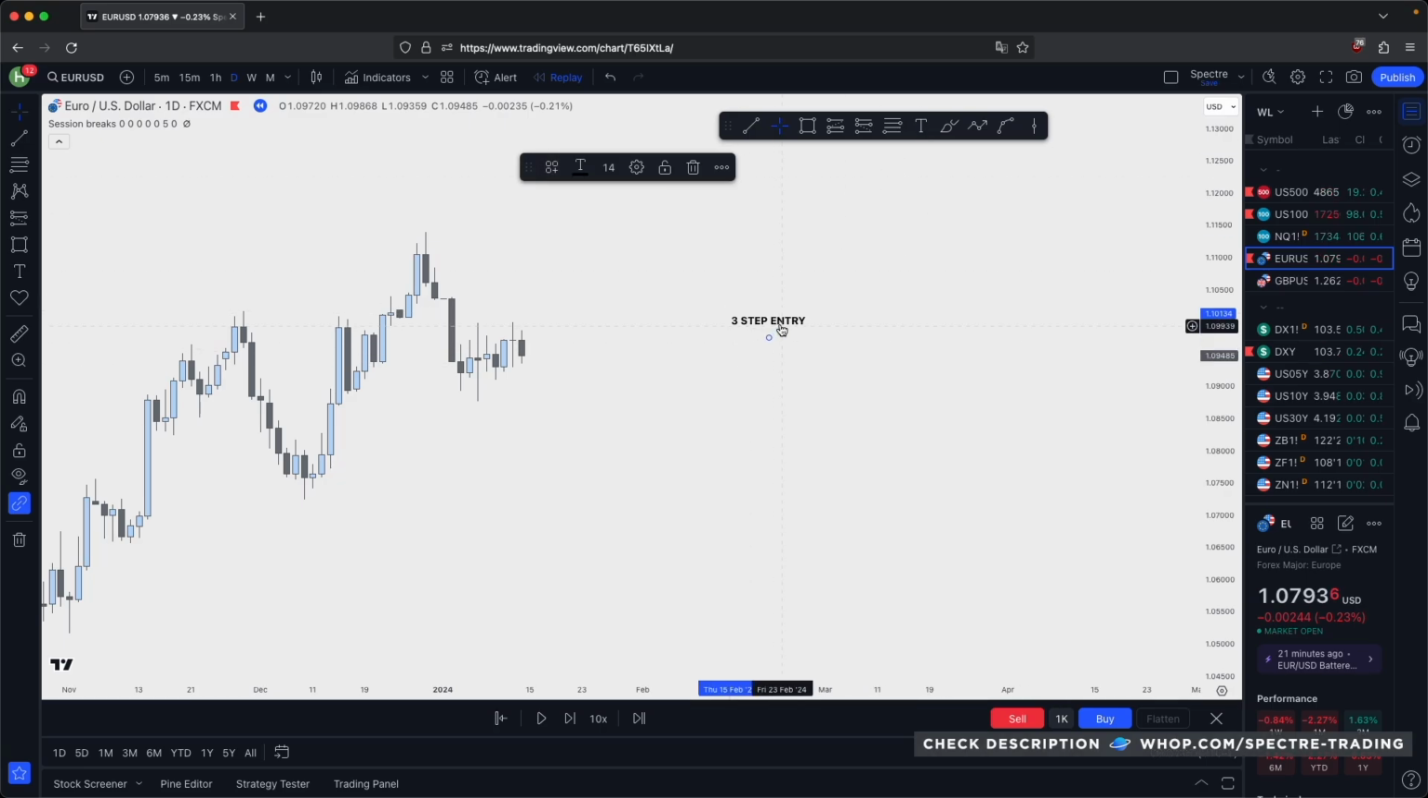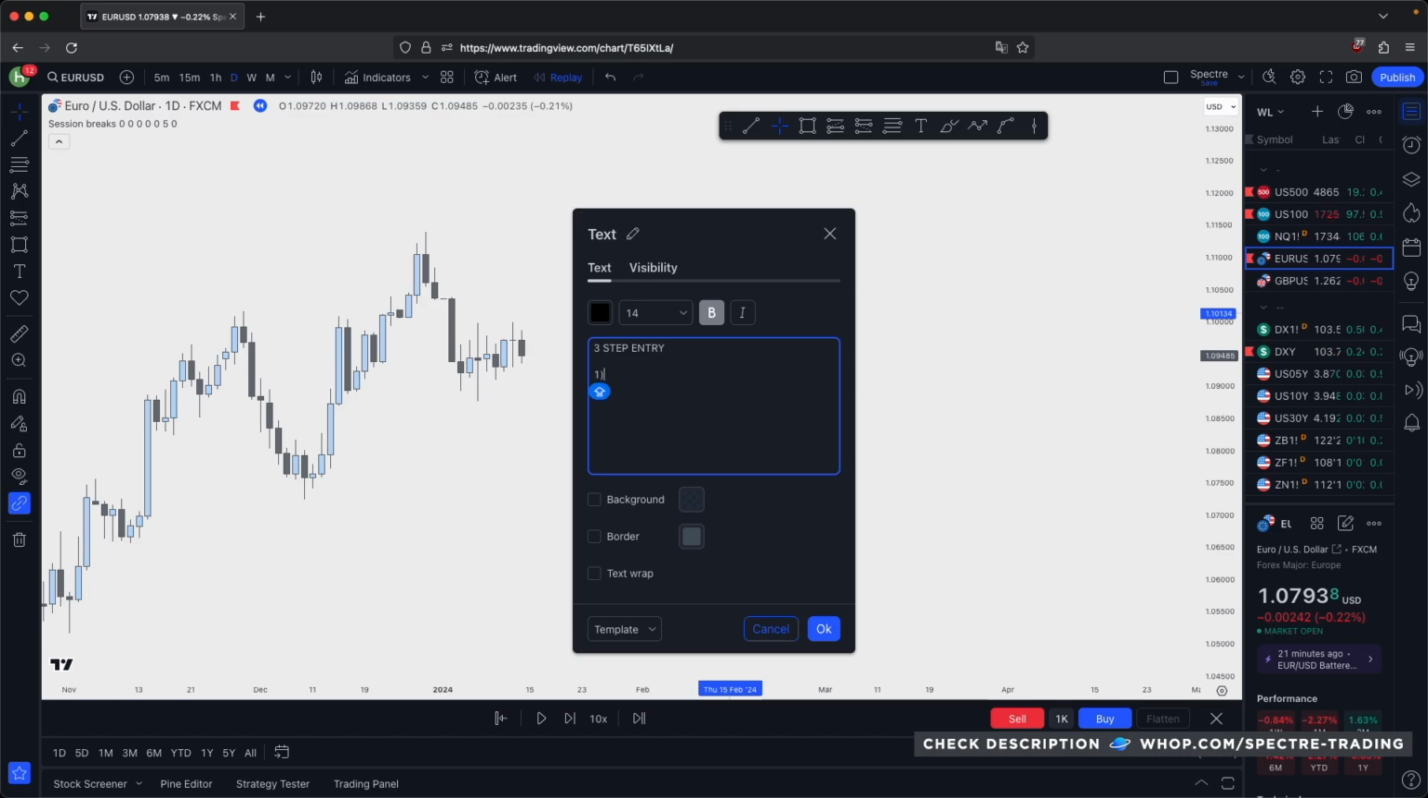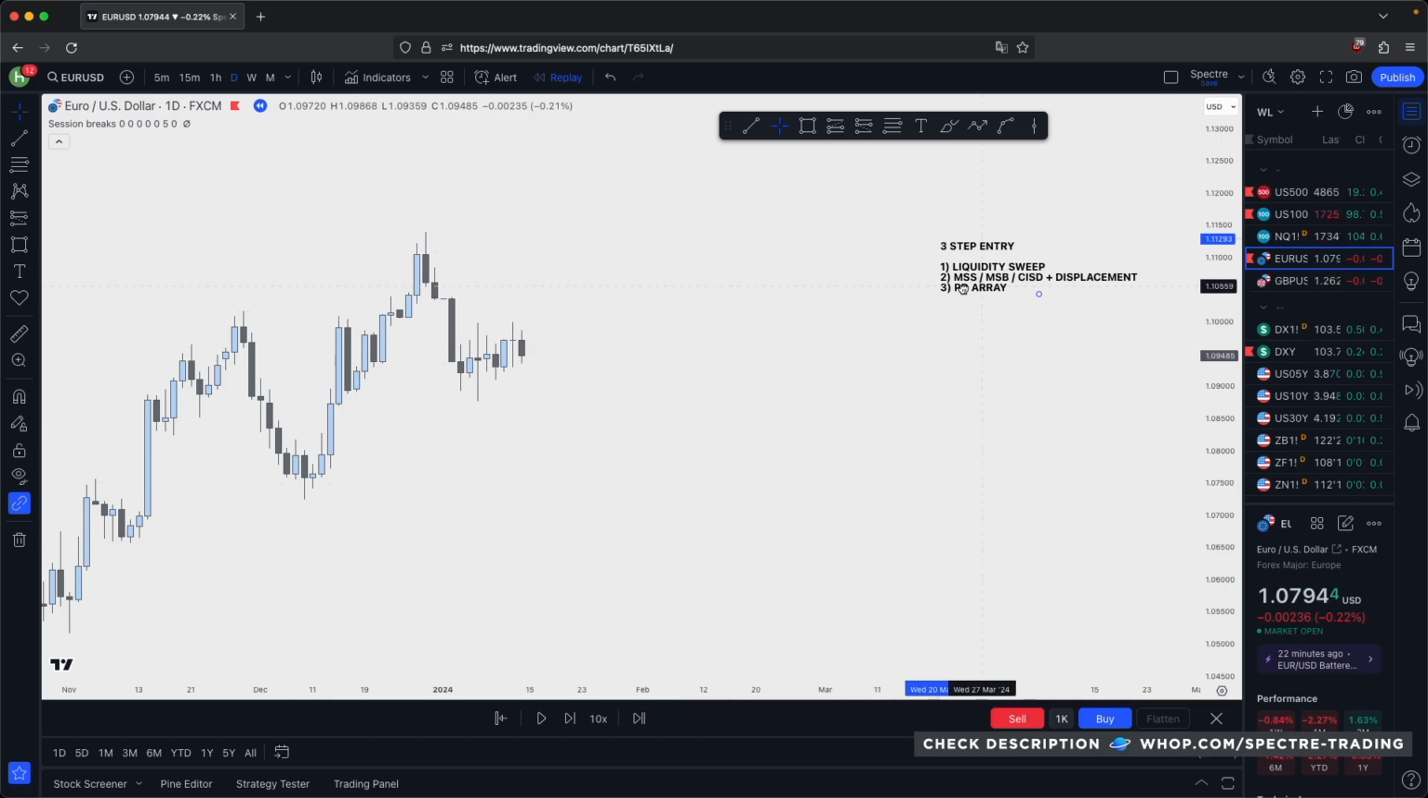3-step entry. Number 1. You want to see a liquidity sweep. Number 2. You want to see a market structure shift or market structure break, change in state of delivery, and displacement. Number 3. A PD array that you can enter off of. Those are your 3 criteria for your entries model.